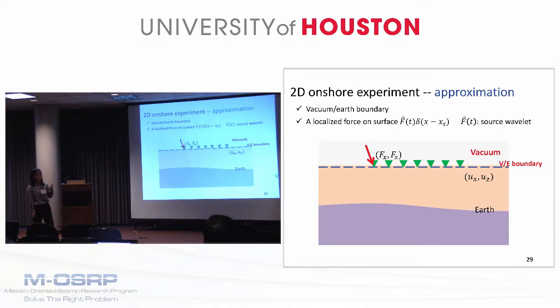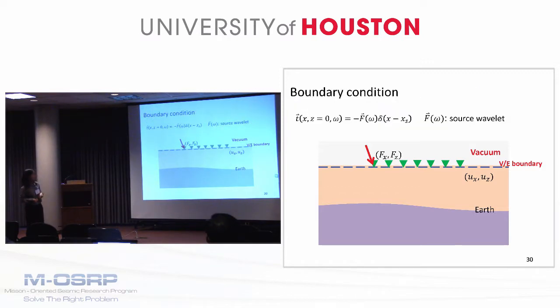This is a very reasonable approximation because the size of your Vibroseis truck is very small in comparison with your entire exploration region. So now with these two approximations, we will have the boundary condition says that along the vacuum Earth boundary, or along your acquisition surface, traction equals 0 everywhere except at that source point. It equals minus F times a spatial delta function.